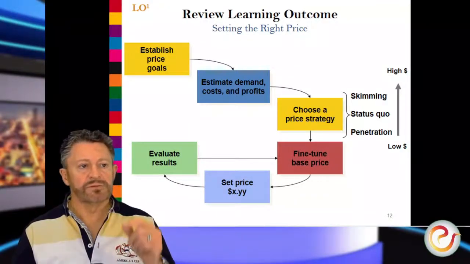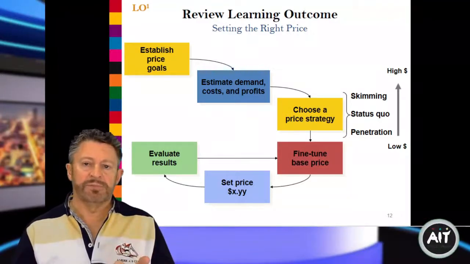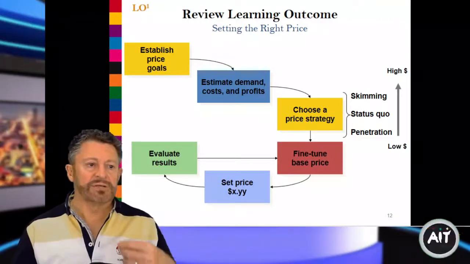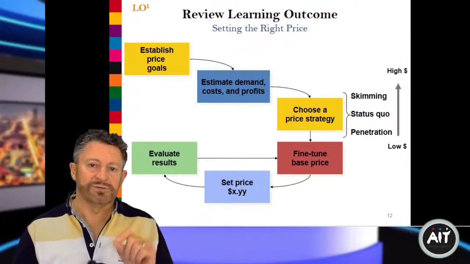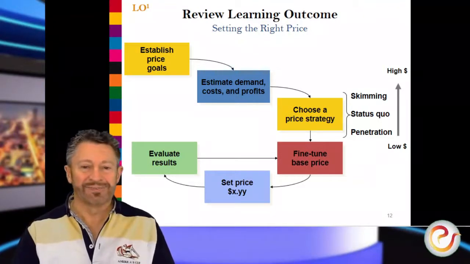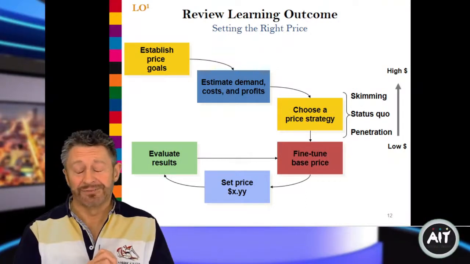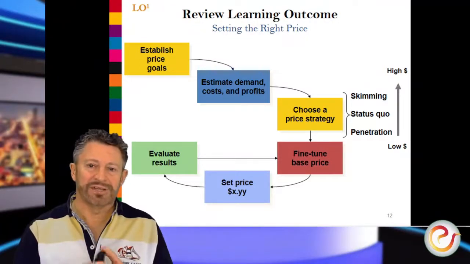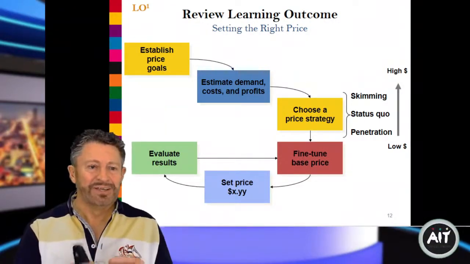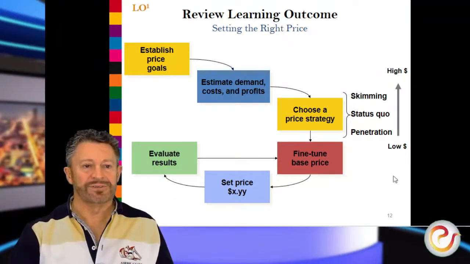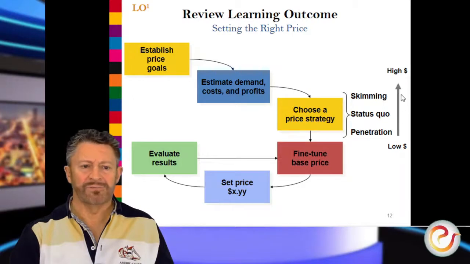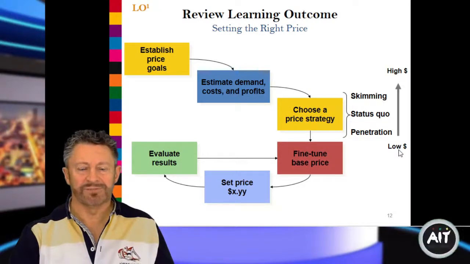So where do we go from this? So again, the review of this: you have established the pricing goals, estimate the demand, costs and profits, and then choose the right strategy. Fine-tune the pricing, set the price, and then evaluate the results. So this is where, again, you crucify me for this, if you remember your economics, but price sensitivity, demand and price sensitivity, that's where we have these elastic and inelastic situations. So you can see here on the right hand side, just use my cursor here, in this area here, you want to either have a high price, which is price skimming, or low price, you want to penetrate into the market.